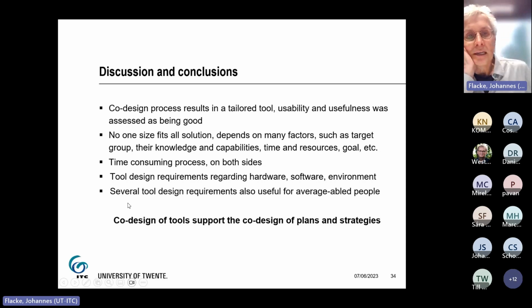And last but not least, several of the tool design requirements that we elicited and implemented in the second case study were also useful for average able people, because not everybody has a very good spatial literacy and can read maps well, and that's why it has an even broader impact in the long run. So I'd like to conclude my talk with, well, I am convinced, and I hope you can make that link, that the co-designing of tools as I presented supports, in my view, very much also the co-design of plans and strategies, which then comes next, or which our users in the Swallow case study do right now.